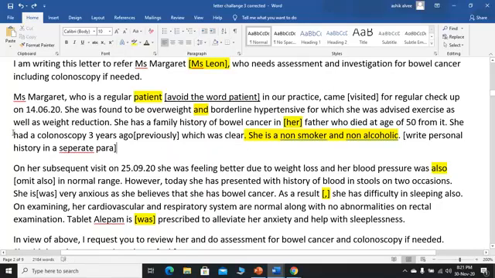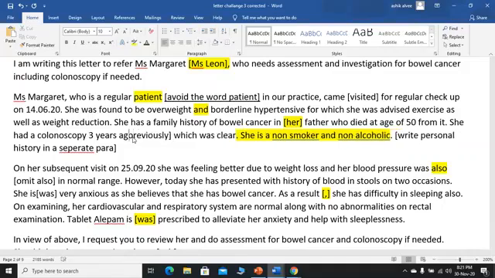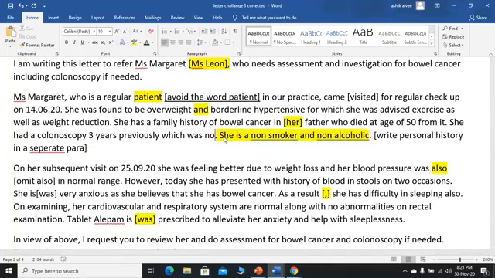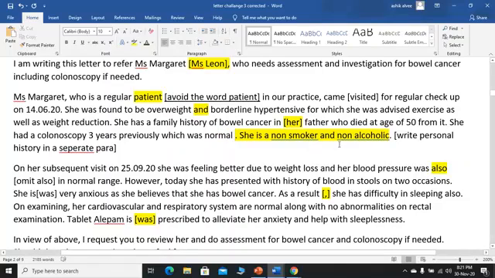Okay, she had a colonoscopy 3 years ago. Again, the word "ago" is informal, so we have written "previously": 3 years previously, which was clear. Rather than "clear", it's better to use the word "normal": which was normal. Okay, she is a non-smoker and non-alcoholic.